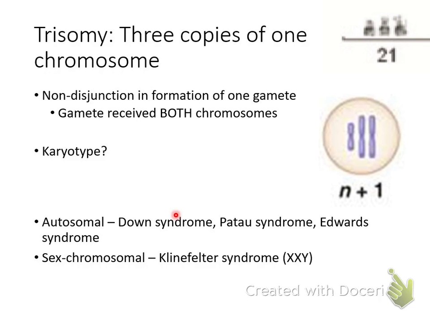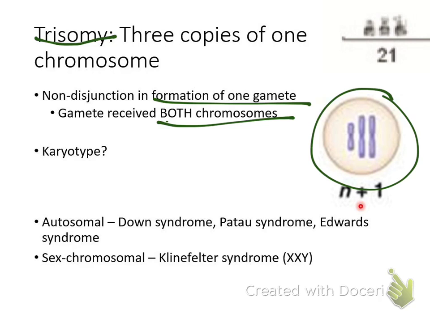So, using that example of a fertilized cell that was formed from a gamete with N plus 1, we can have trisomy. Tri meaning 3, so we have 3 copies of one chromosome. And remember, non-disjunction normally only happens to one chromosome at a time. So this is the formation of one gamete, and this is where one of those gametes is receiving both chromosomes. Okay, so it has an extra copy of one of those chromosomes.